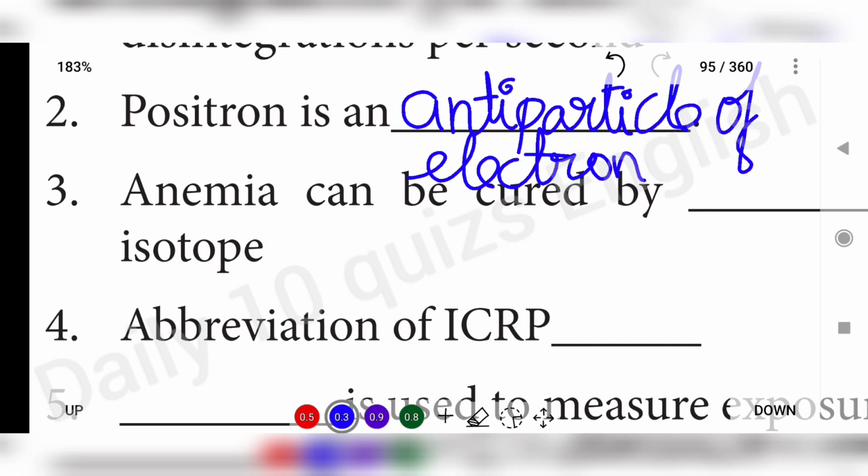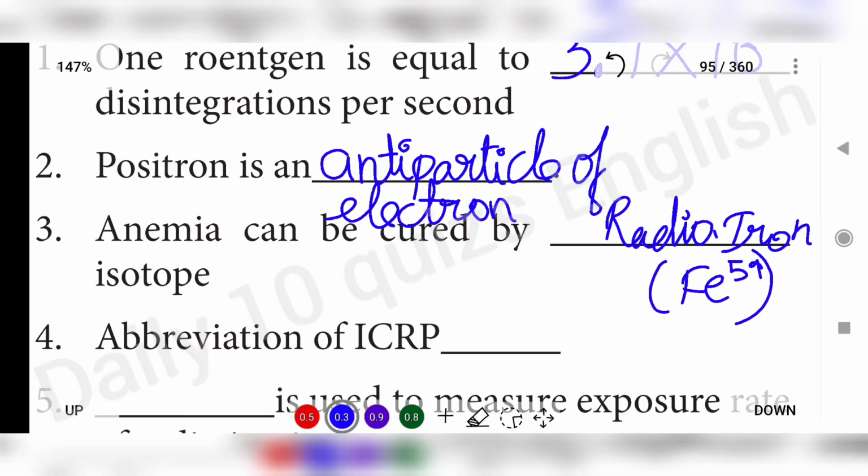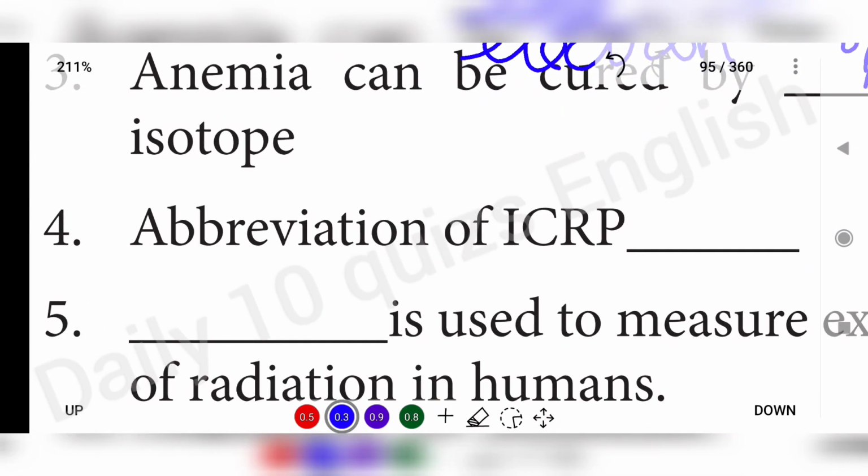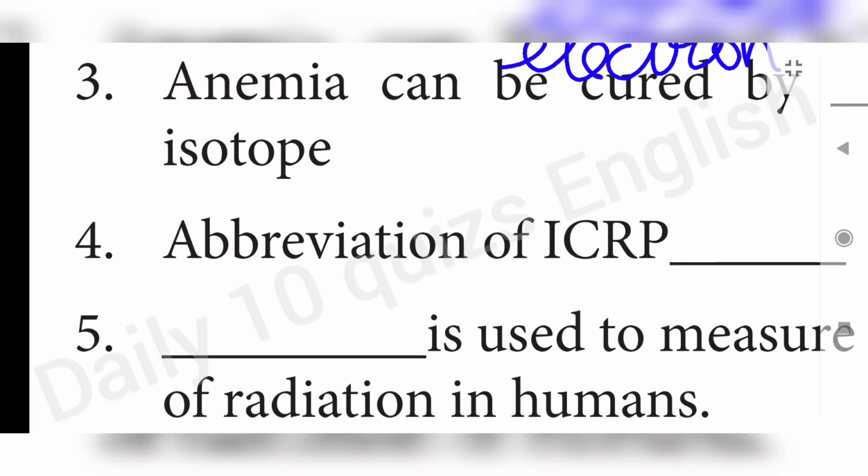Third one. Anemia can be cured by dash isotope. Answer: anemia can be cured by radioisotope, that is Fe-59. Fourth one. Abbreviation of ICRP is. Answer: abbreviation of ICRP is International Commission on Radiological Protection.